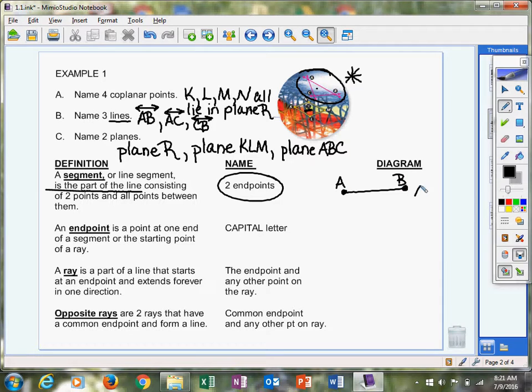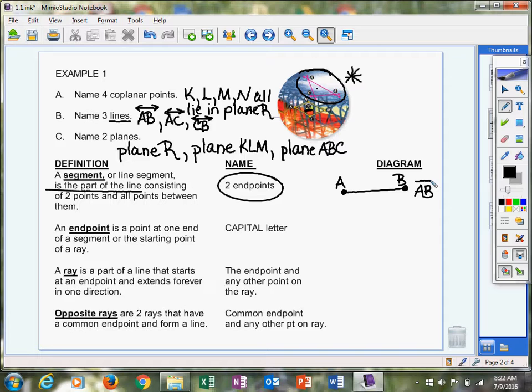And the way that I would name that is it doesn't matter what order, A and then B, or B and then A. And then instead of putting a line with arrows over the top, we would just put a segment with no arrows. So you know you're dealing with a segment if you don't see arrows over those 2 letters. Do you see the difference between how you name a line and how you name a segment?